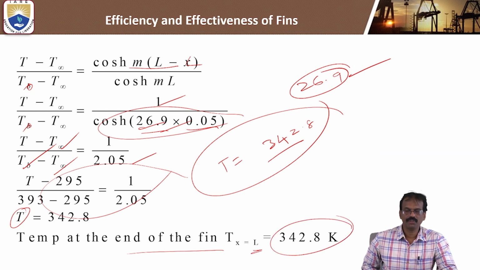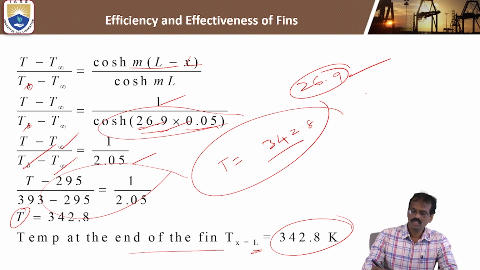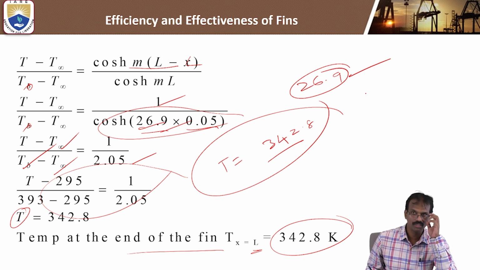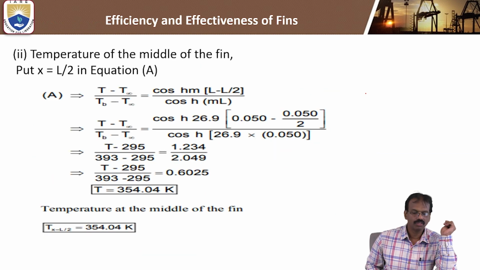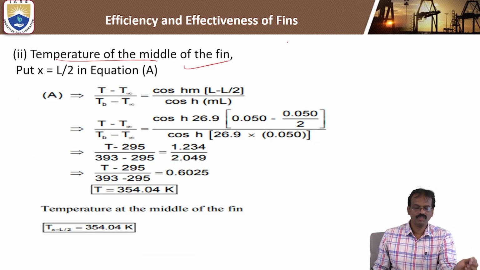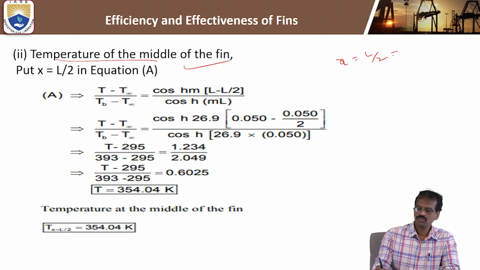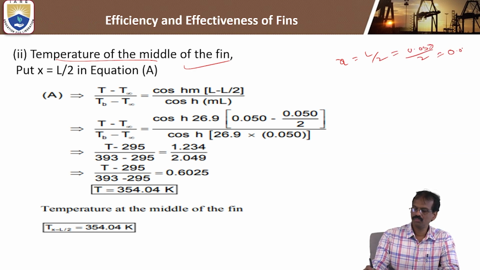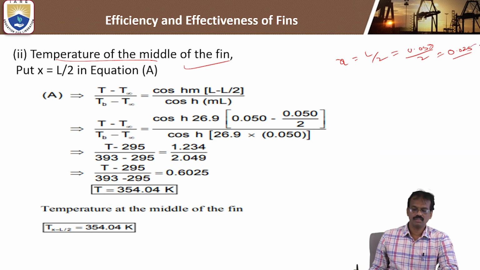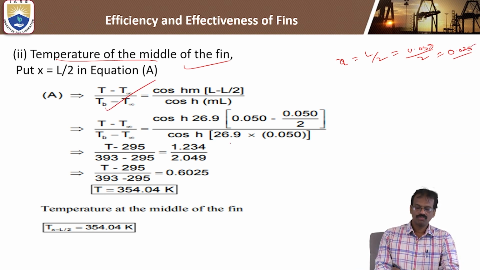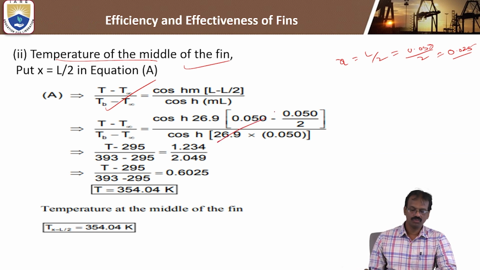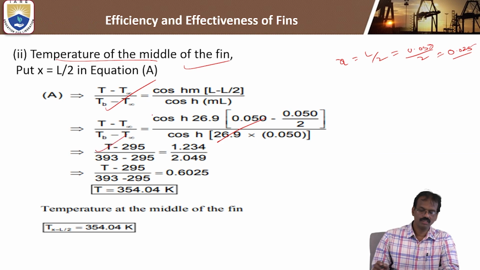Now we'll see the second point. At x is equal to L by 2, at the middle of the fin. What is the temperature at the middle of the fin? So x is equal to L by 2, 0.050 by 2, then x is equal to 0.025. Here, substitute L minus L by 2, where L is 0.050 minus 0.050 by 2. If you substitute all the values, then we will get the temperature T.